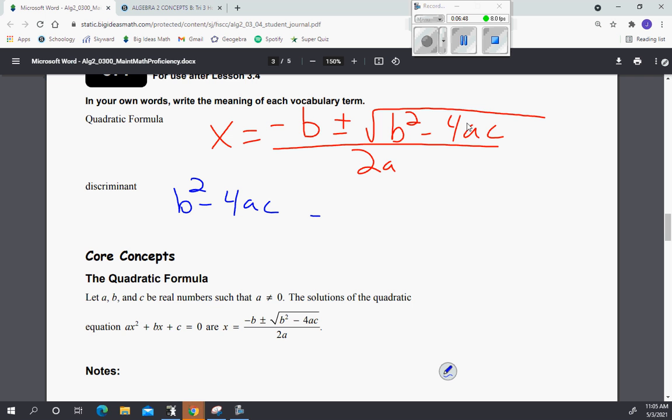So we can say it helps find how many solutions.